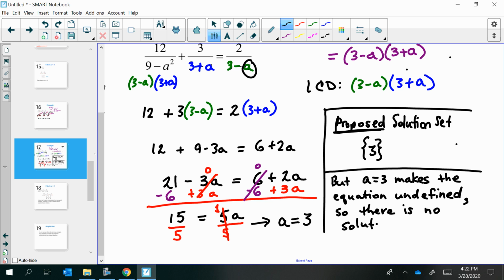You know, if I had more than one option and only one of them makes everything undefined, then I would still have a solution to give. But since 3 was the only one and it doesn't work here, then we have to say there is no solution. That's the answer.